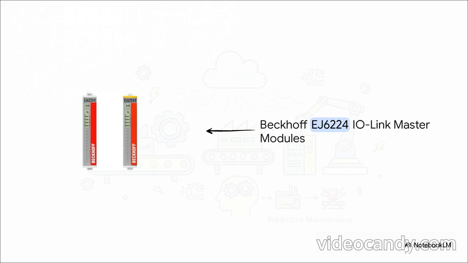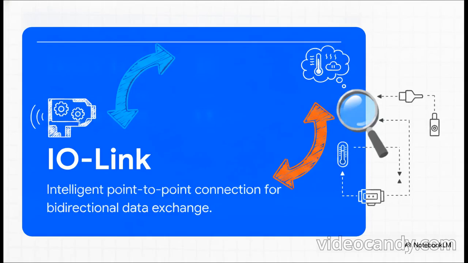It's a compact, powerful module that manages the whole flow of intelligence back and forth. Now, I want to clarify something really important. IO-Link is not a field bus itself. It's an intelligent point-to-point connection. It allows for bidirectional parameterization and data exchange between that master module we just saw and up to 4 connected devices. Think of it as a literal two-way conversation between the machine's brain and its fingertips.